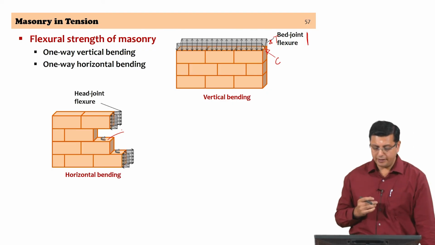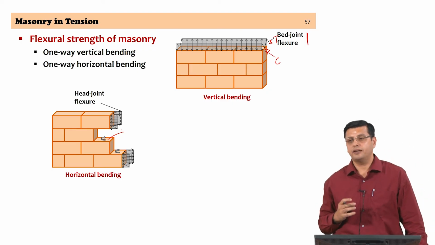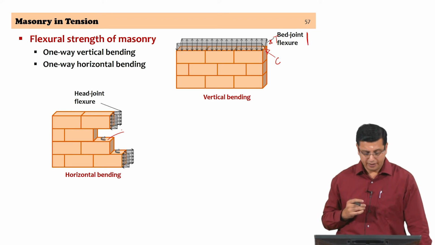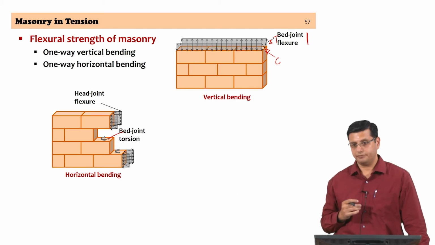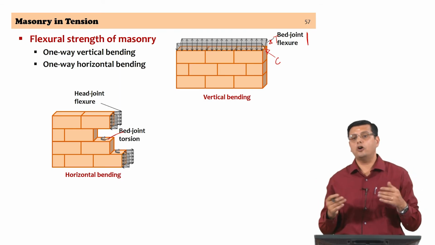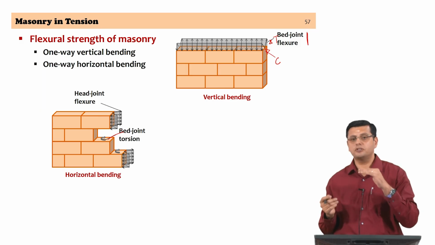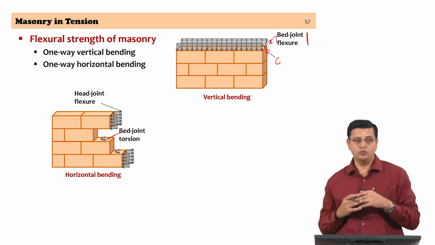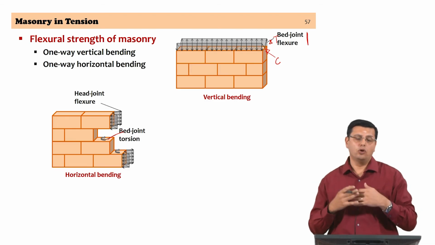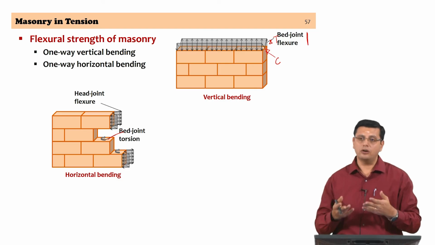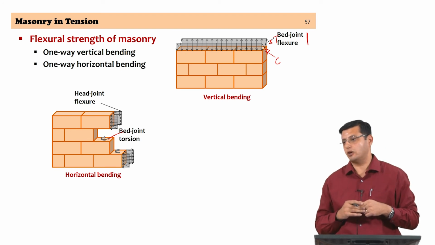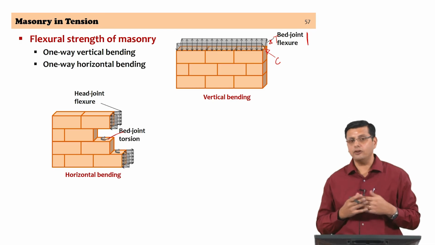So, under horizontal bending, the two aspects of importance as far as the strength of the masonry wall is concerned would be the head joint flexure and the bed joint torsion. Now, if you were to have a masonry wall which has restraints on more than two sides, three sides or four sides, and out of plane loads are acting on this wall, wind loads or inertial forces, then you would get a combination of vertical bending and horizontal bending, and that is referred to as diagonal bending or two-way bending.